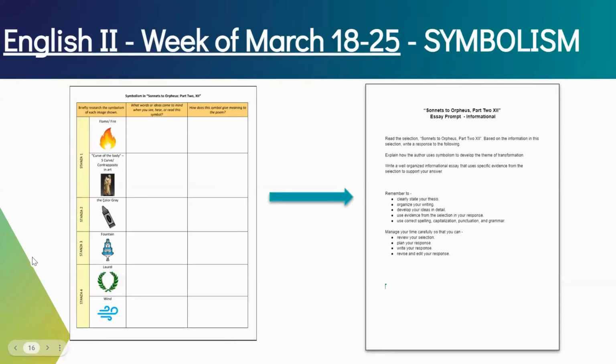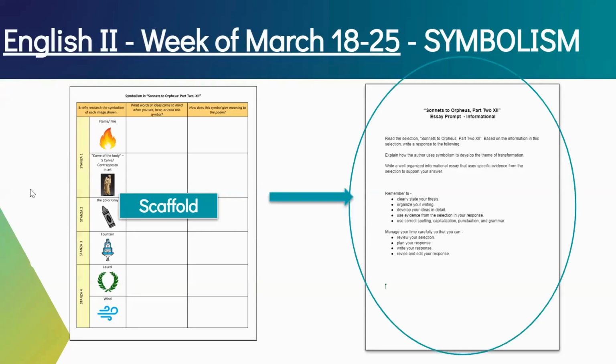The same type of instruction will be taking place in English 2, the first week back after spring break. Here, though, the students are going to be reading a poem that contains a lot of symbolism. So to help students be able to analyze the symbolism of the poem and to get the full meaning of it, they will complete this graphic organizer, also an example of a scaffold, which will then lead to them responding to the extended constructive response, explain how the author uses symbolism to develop the theme of transformation within the poem.